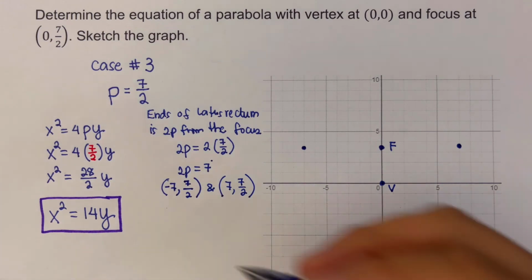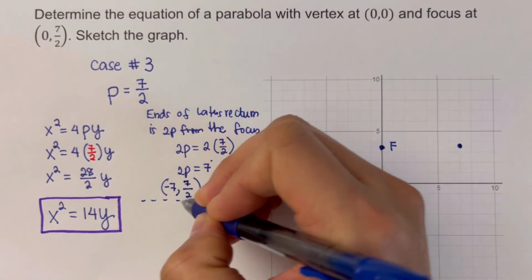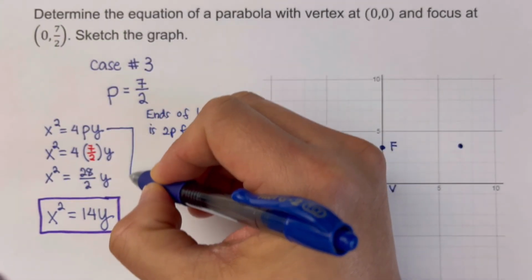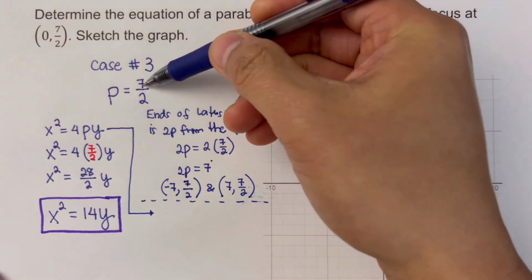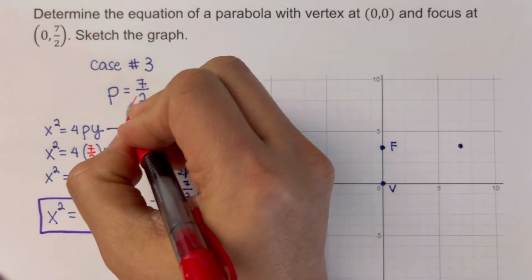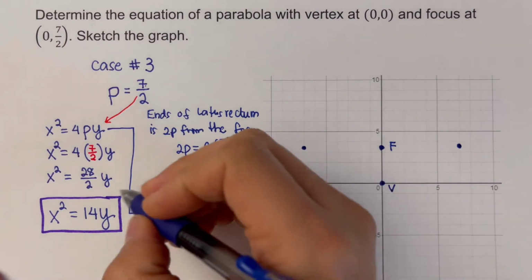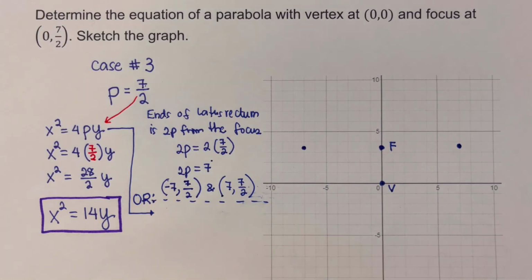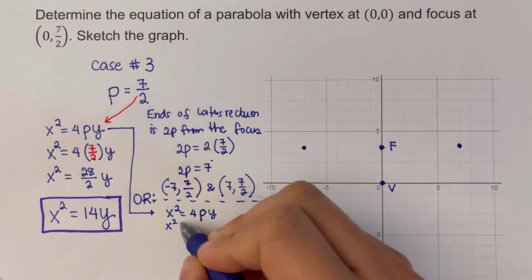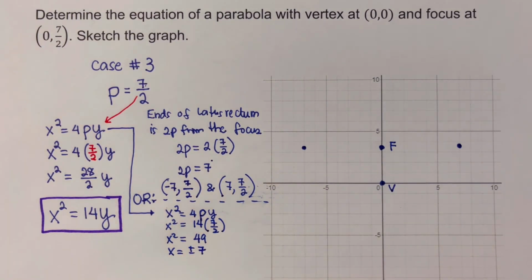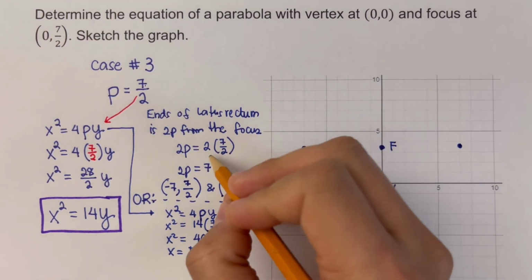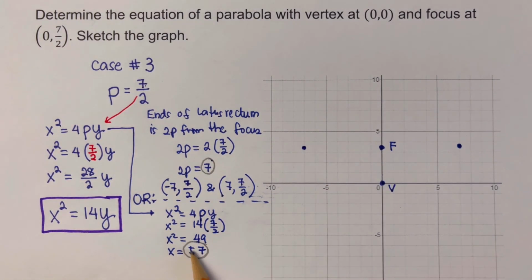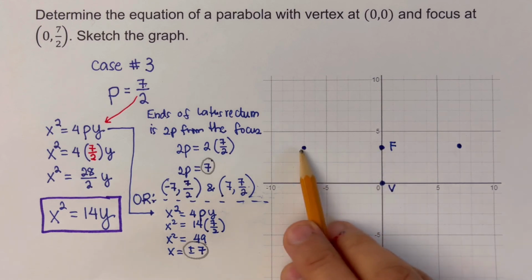Now the other way to solve for the ends of latus rectum is using the original equation that we have right here. But this time around, we are going to plug in the value of p into the y. So I can go ahead and plug that in here. So this is the other way. So I'm just going to go ahead and put OR on that one. So this is the other way to determine the ends of the latus rectum. If you notice, the length of the latus rectum is the same for both. It's going to be positive 7, negative 7. So that means 7 to the left and 7 to the right.